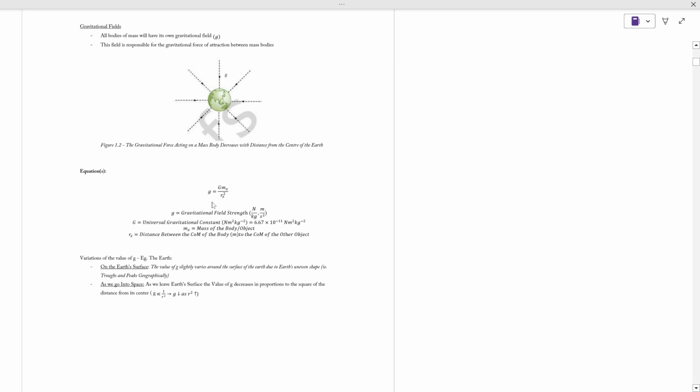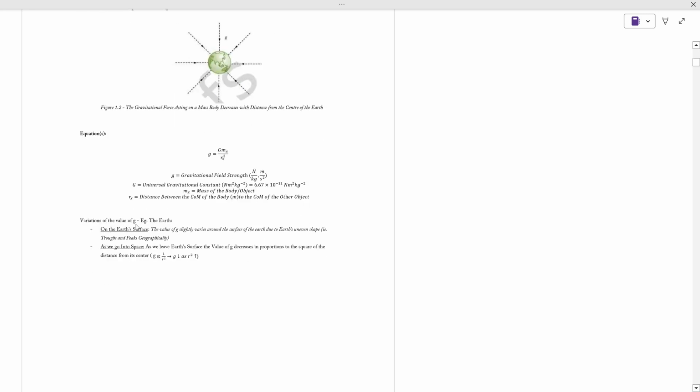So the way we can calculate lowercase g, or gravitational field strength, or acceleration, is given by the equation below. So small g is equal to big G, once again, big G is just the gravitational constant, multiplied by the mass of the body divided by r squared. And r is literally the distance between the center of mass of the body and the center of mass of the other object. So let's say, for example, you're on top of the surface, right? So it's the distance between the center of mass of the Earth to the center of mass of your body. Or if you were floating in space, it'd be from the center of mass of the Earth to the center of mass of your body in space, at that distance.